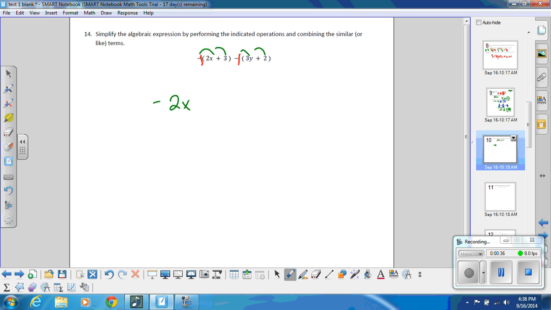Multiply the 3 by negative 1, end up with minus 3. Then I have my 3y. That's going to become negative 3y. And my 2 is going to become minus 2. So now they're all negative.